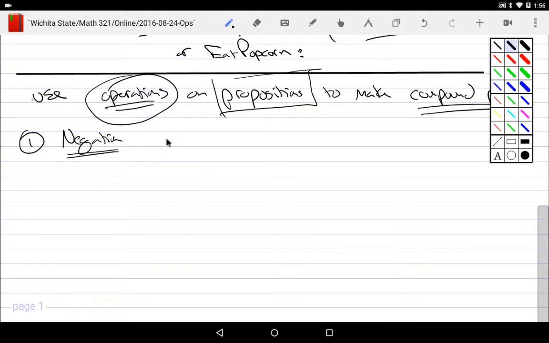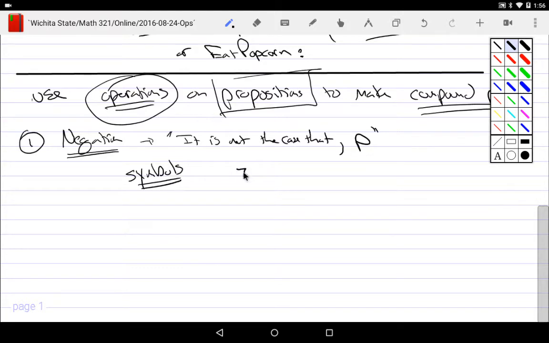And so the way that we would do this is it's an operator, but it has to be a sentence. And so how do I do this? This is going to be simply, it is not the case that, and then P is whatever sentence you were talking about. Symbolically, the symbol of this operator is just simply not P. It's kind of like a minus sign because it's flipping it like a minus does. And so we do a little variation of a minus, and this is read as not P.